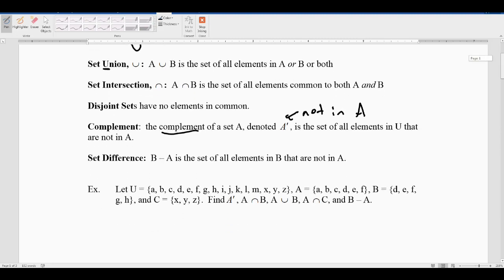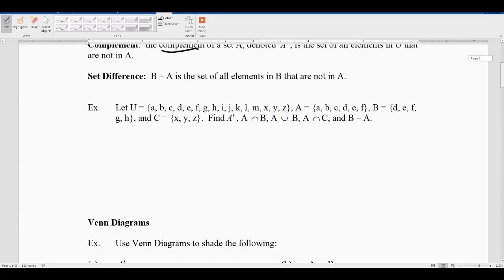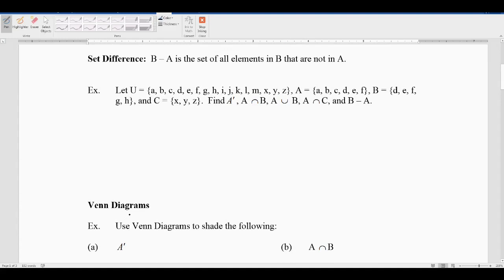So let's do some examples. Now I may introduce something in this example, and they're called Venn diagrams. I probably will. It'll make it a lot easier. It's nothing difficult.